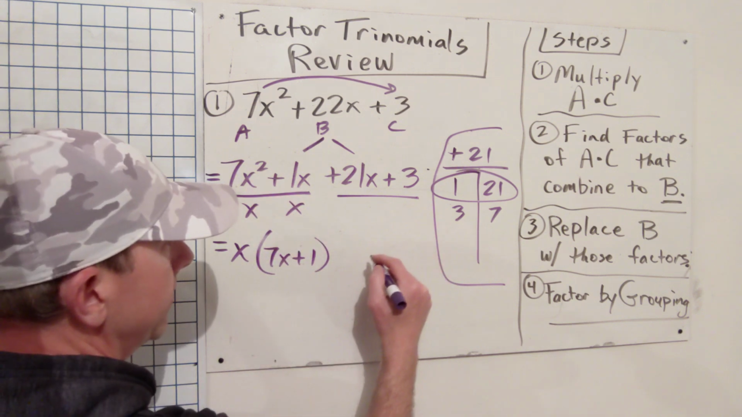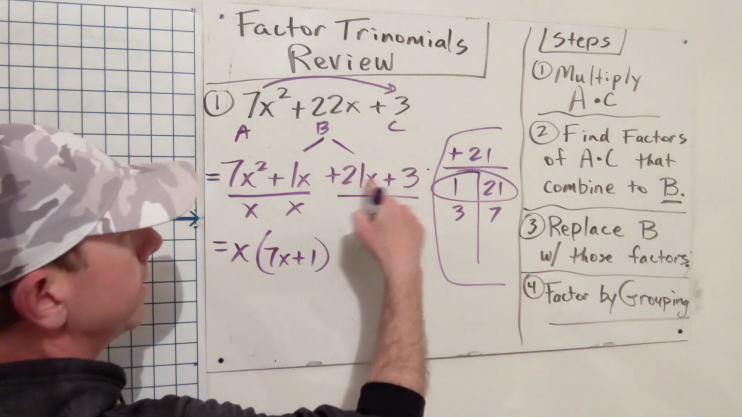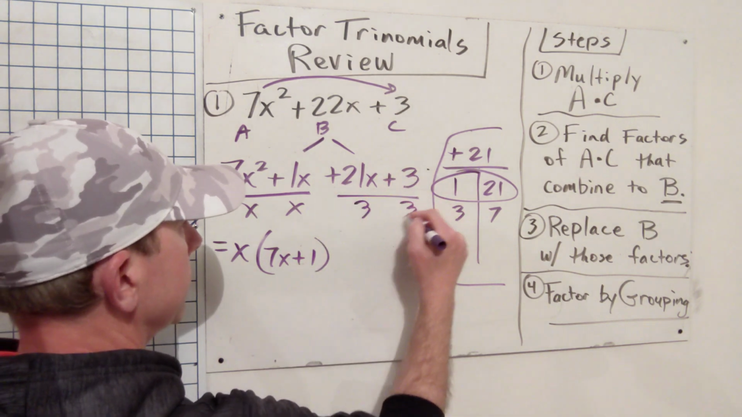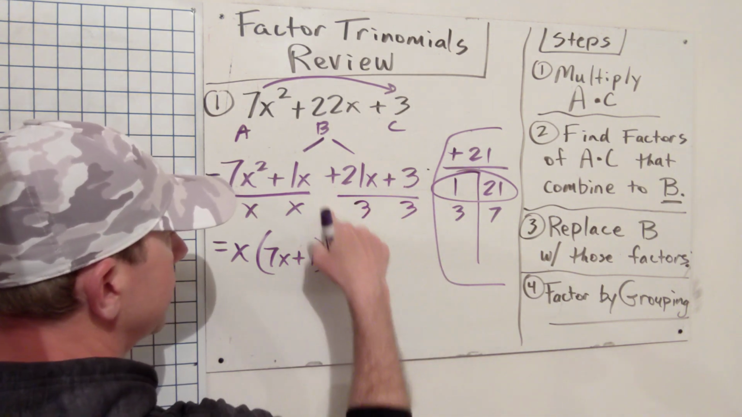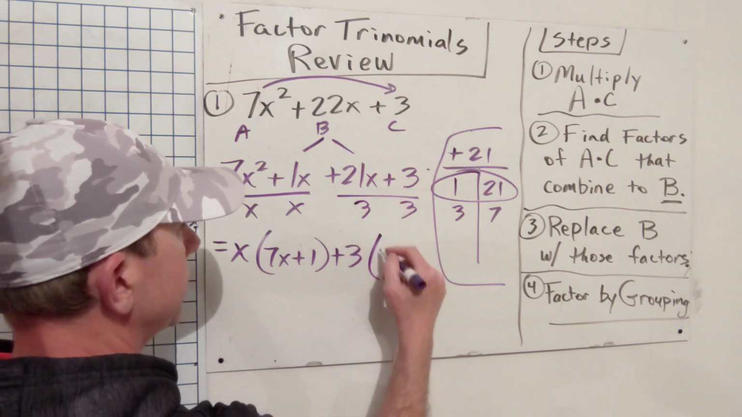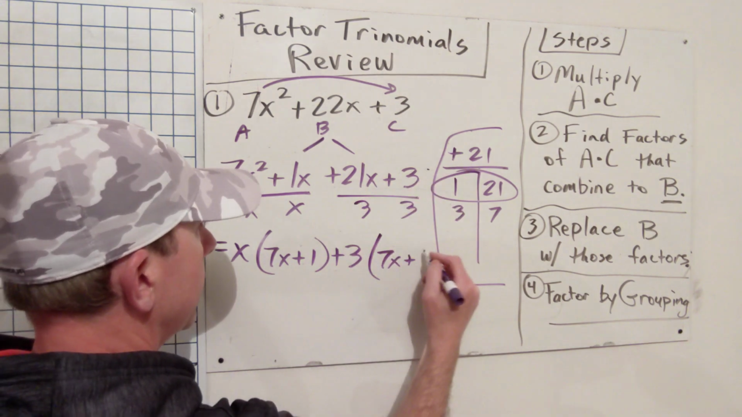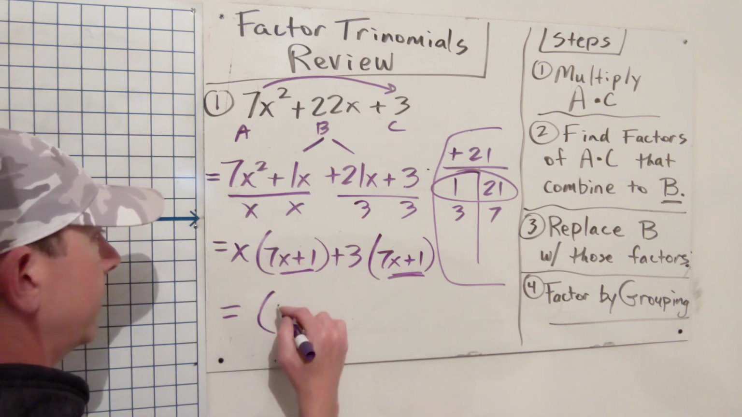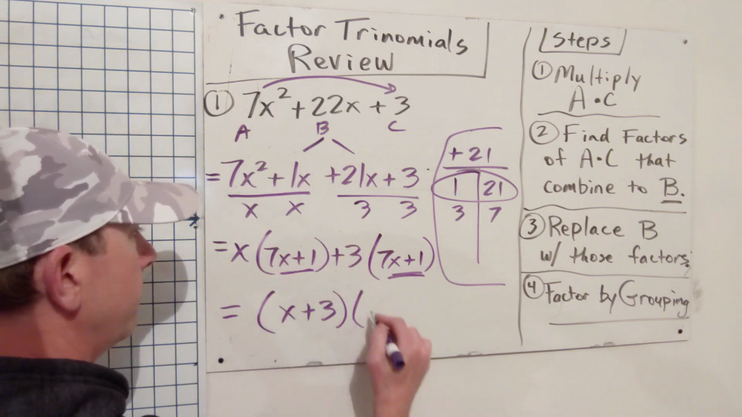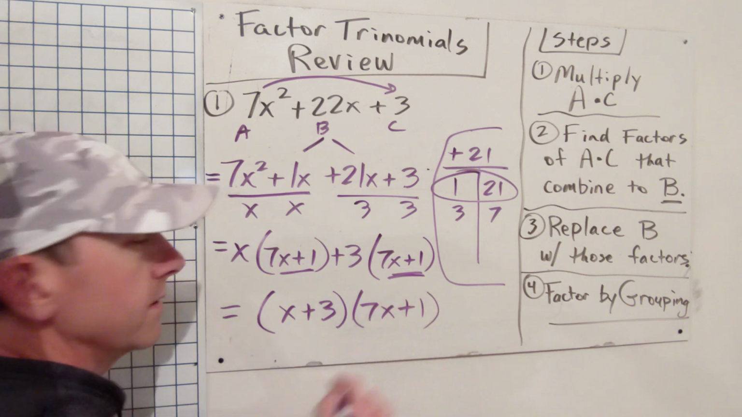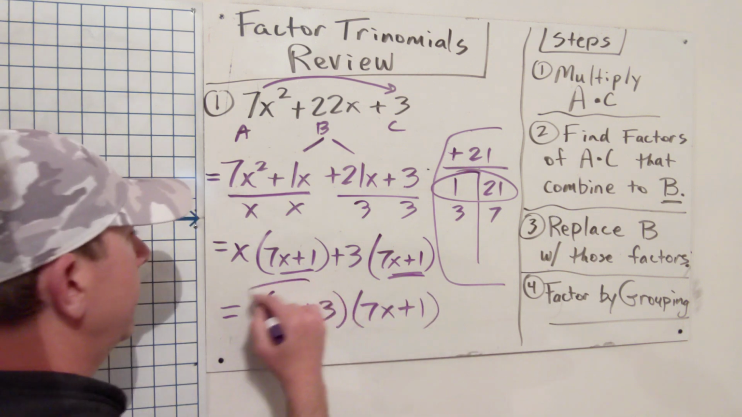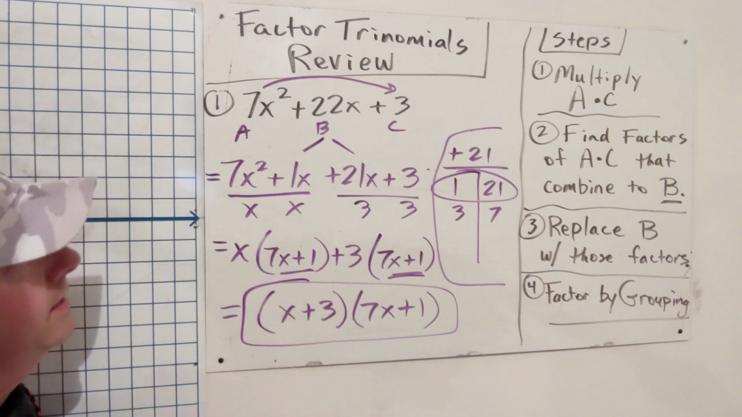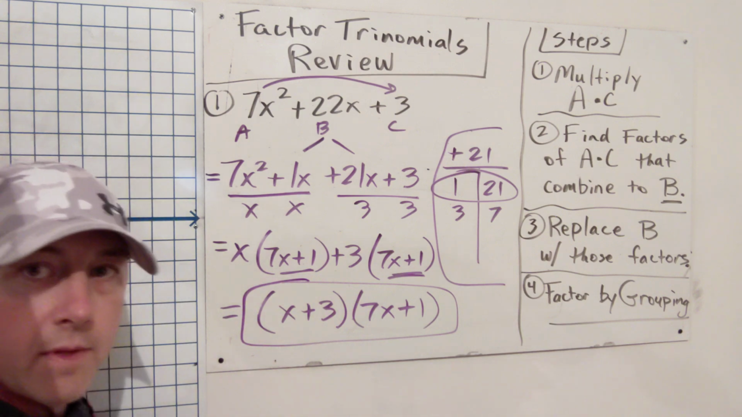Now hopefully over here we get the same thing. 3 goes into 21, that's the only thing they have in common. So we're going to factor out a positive 3. Notice I moved the plus sign down. So 3 into 21 is 7x plus 1. So these match up, which is exactly what we want. And then our final answer, we get x plus 3 times 7x plus 1. All right, so there is a factor of trinomials where A is not 1. Okay?